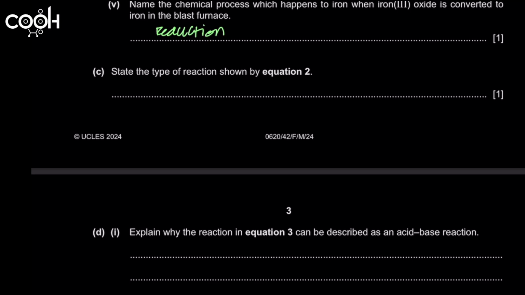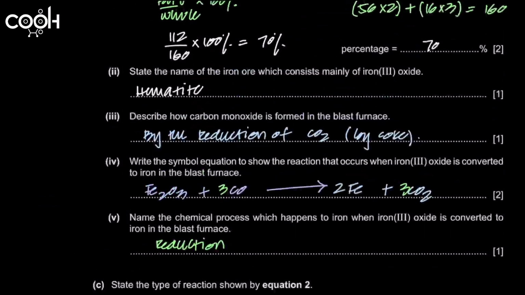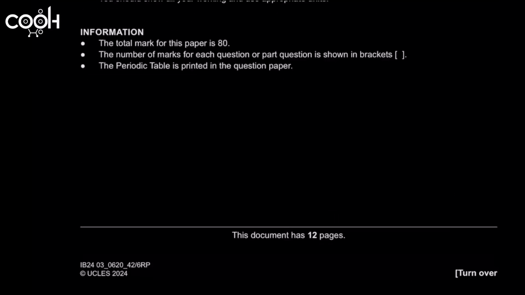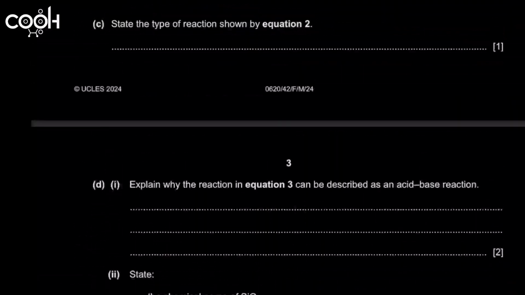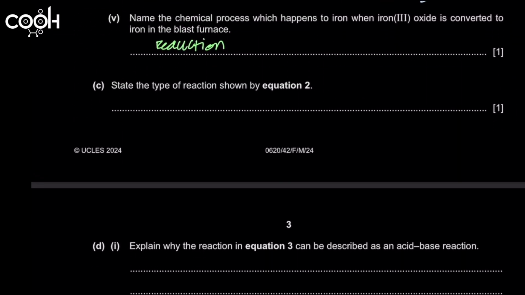State the type of reaction in equation 2. So if you check equation 2, that's right here. The calcium carbonate thermally decomposes to form calcium oxide and carbon dioxide. Therefore, the type of reaction is thermal decomposition.